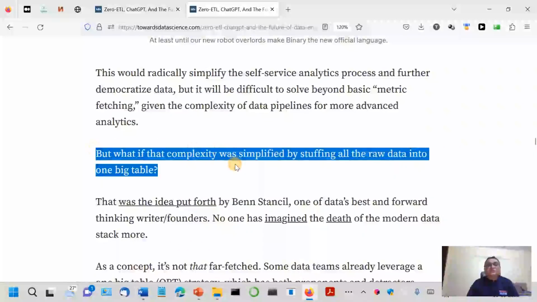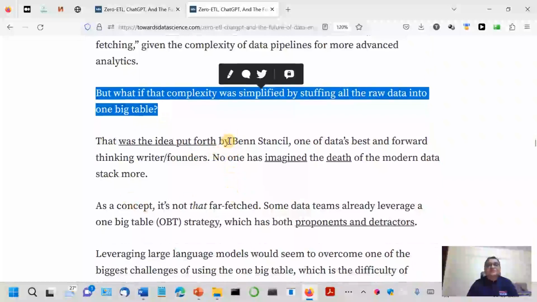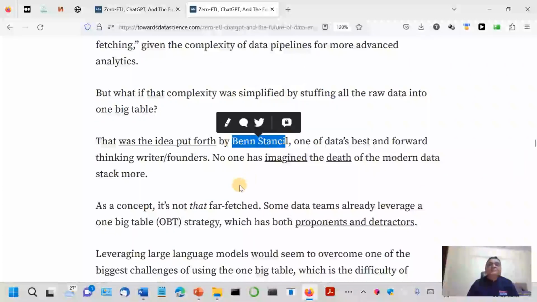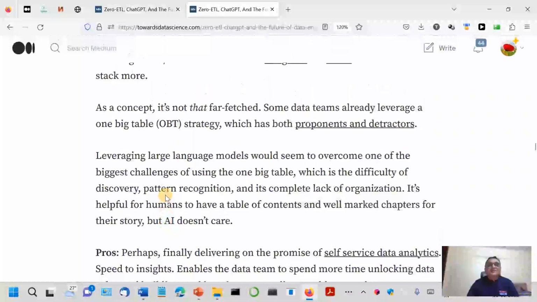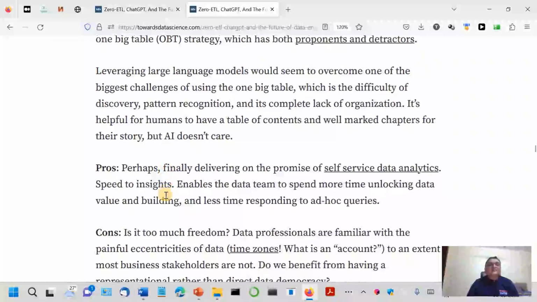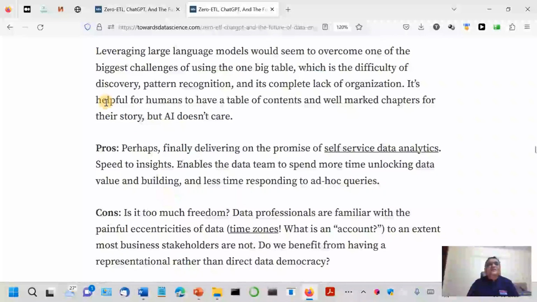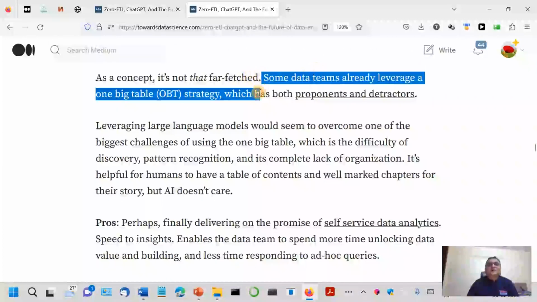Now, the idea that all the complexity can be simplified by stuffing all the raw data into one table was put forward by this fellow, Ben Stancil. Of course, he has both opponents and proponents. But it seems that some data teams are already using the OBT strategy.